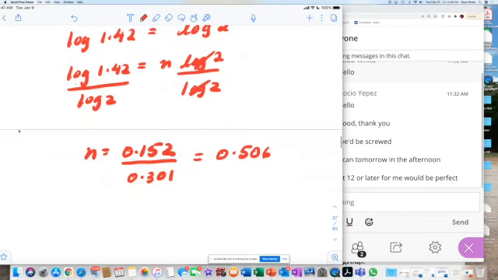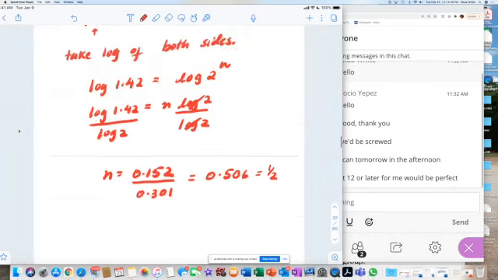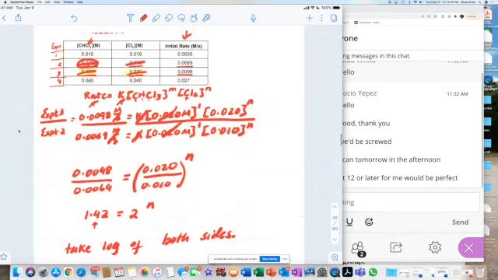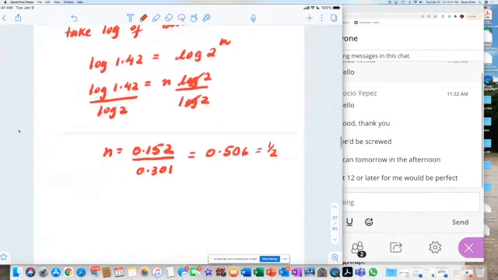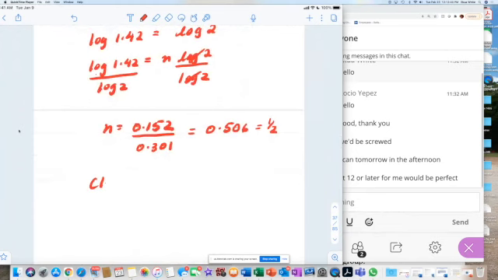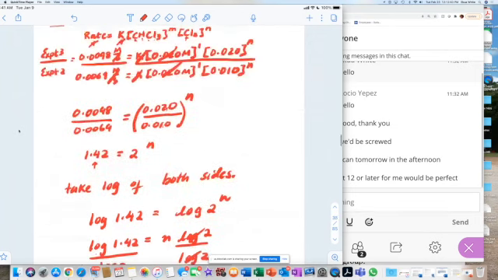And I get 0.506. So the way it worked out here, my order for this is 0.5, which is the same thing as half order. A half order is possible, y'all. It is possible. So what we are saying is Cl2 is 1/2 order. So Cl2 is a half order. They should have made this problem a little bit easier. But anyway, this is what I get for this one here.